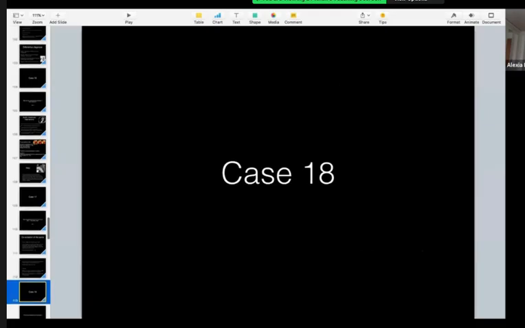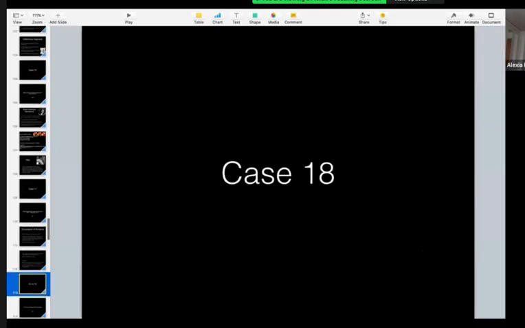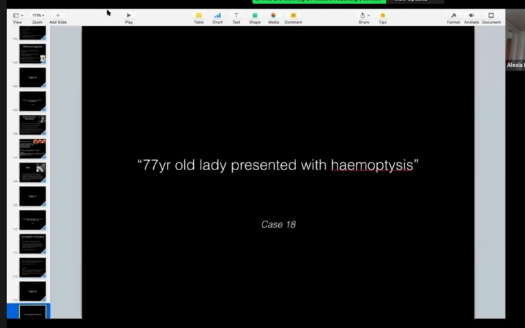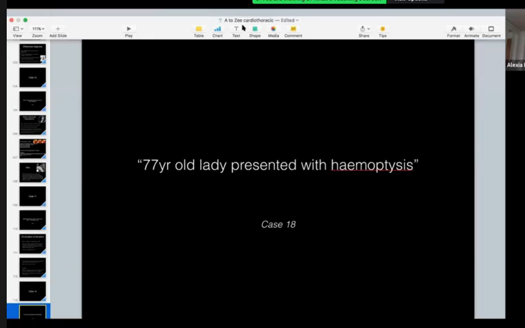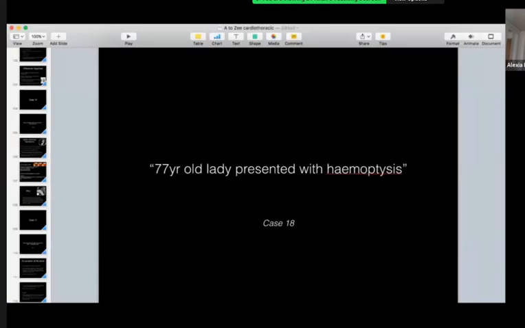Okay. Let's go for case 18 now. So this is the history. It's a 77-year-old lady who presented with hemoptysis. Quite a few patients in my presentation actually presented with hemoptysis. So let's load up her imaging.